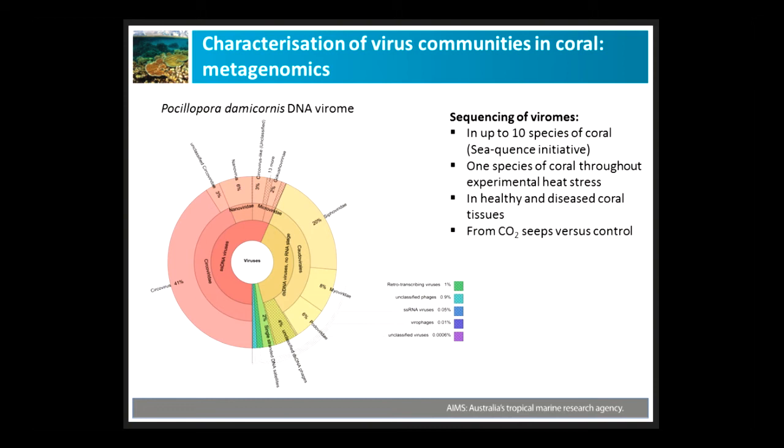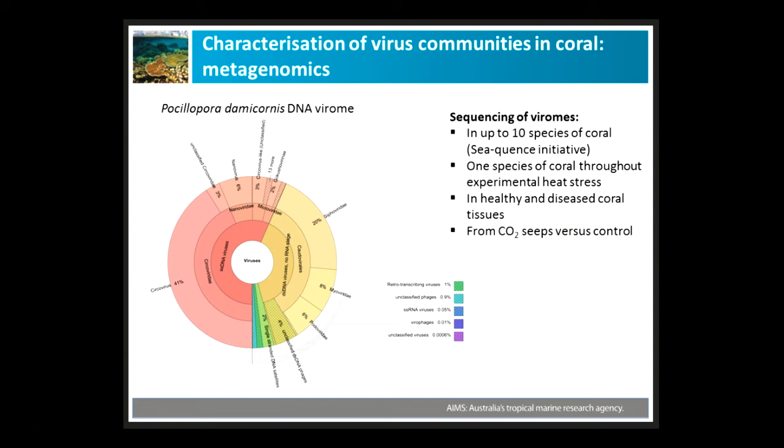At the moment, we are about to sequence the virions of a few coral species, and hopefully of up to 10 coral species, to examine whether there's any species specificity. We will also look at virions in one species of coral throughout experimental heat stress experiments in healthy and diseased tissue, and from corals collected near CO2 seeps versus control areas, just to begin to understand how viral communities vary in space and time.